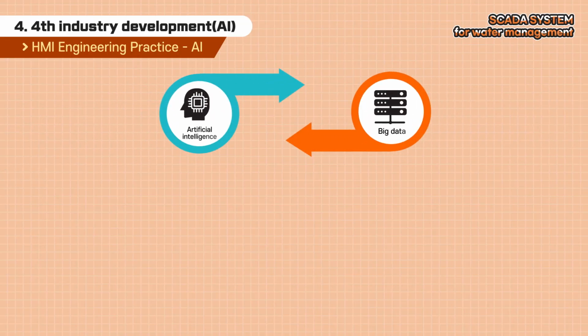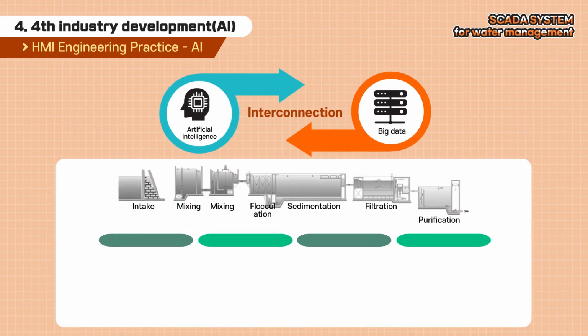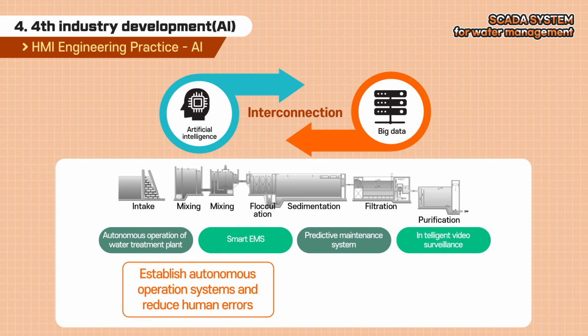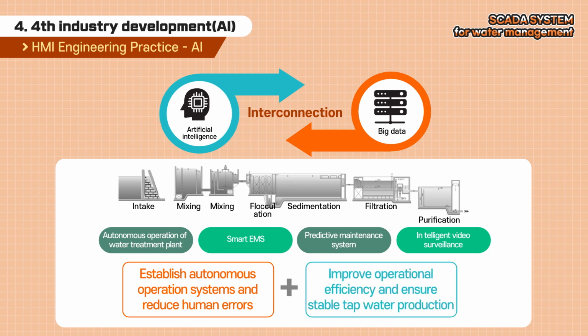The future waterworks system is equipped with the autonomous operation system of water treatment plant, smart EMS, predictive maintenance system, and intelligent video monitoring system. Based on the establishment of AI and big data-based autonomous operation system, the smart water treatment plant seeks to reduce human errors and improve operational efficiency for stable tap water production.